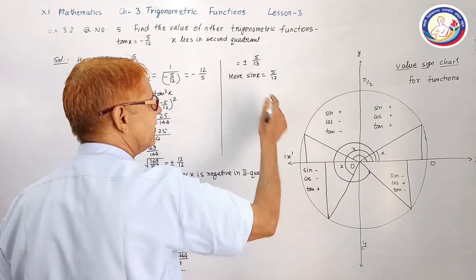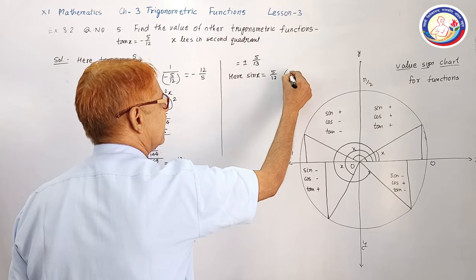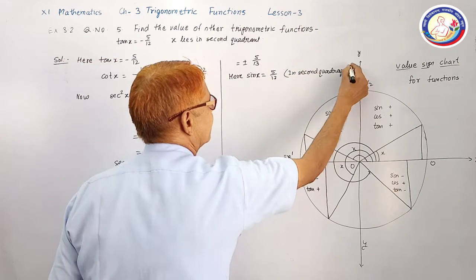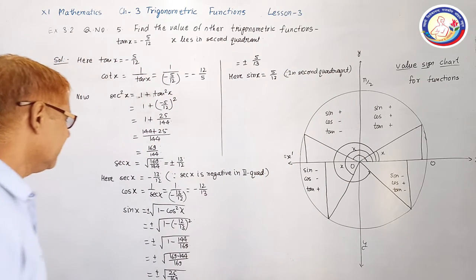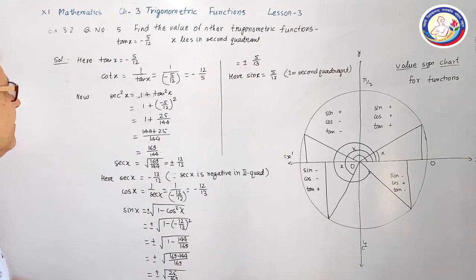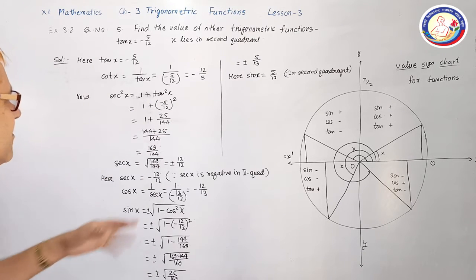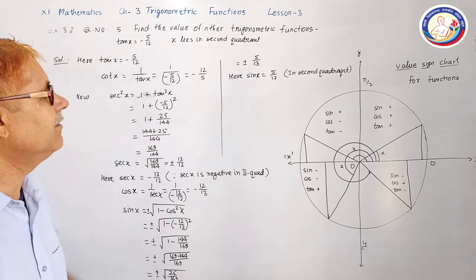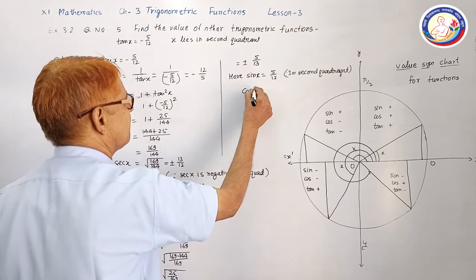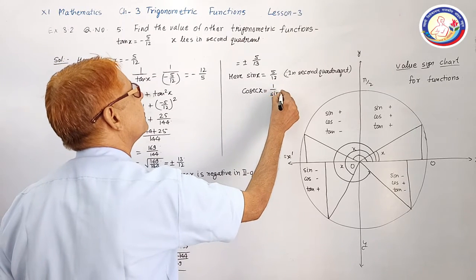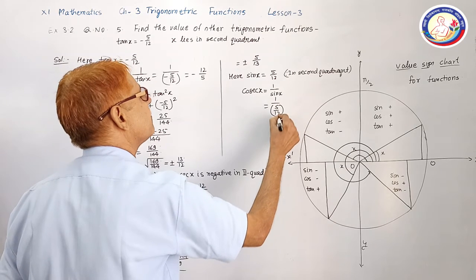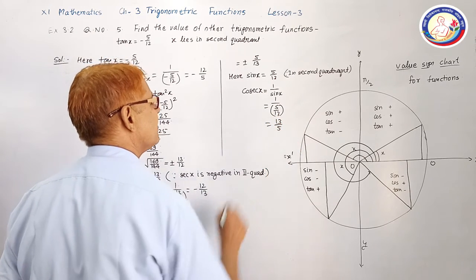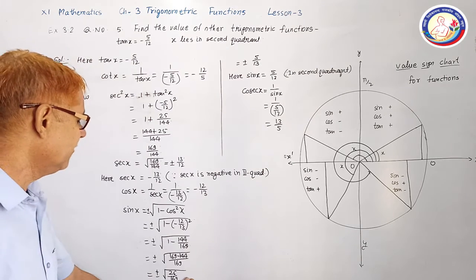We can write the reason: it lies in the second quadrant. So sin x is known and cos x is known. We can find the value of cosec x from sin x, and it will be 1 upon 5 upon 13, so this is 13 upon 5. So we have determined all the values.